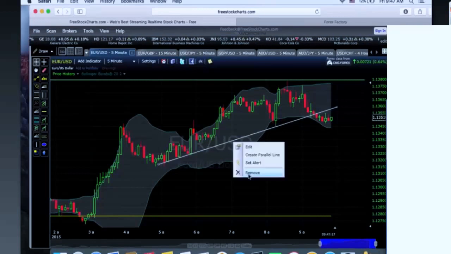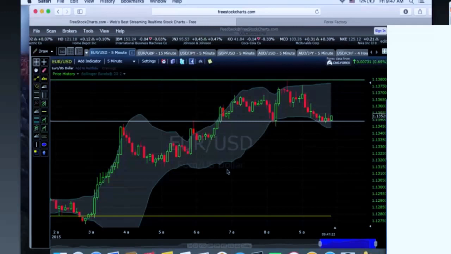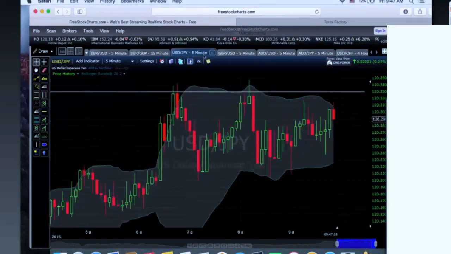Because I think it's going to come at least, and look at USD JPY on a 5-minute. So they are both together.